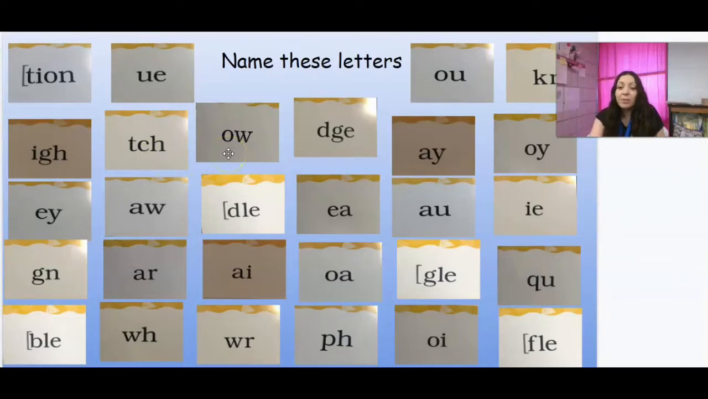digraph or diphthong OW, trigraph DGE, digraph AY, diphthong OY, digraph EY, digraph AW, final syllable DLE, digraph EA, digraph AU, digraph IE, ghost, digraph GN, combination AR, digraph AI, digraph OA, final syllable GLE, combination QU, final syllable BLE, combination WH, ghost, digraph WR, digraph PH, diphthong OI, and then final syllable FLE.